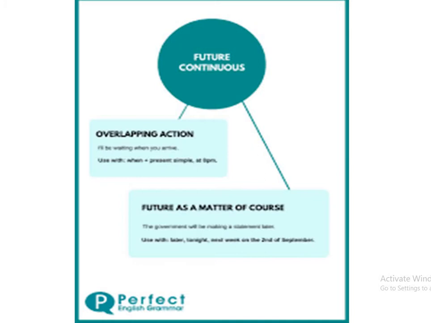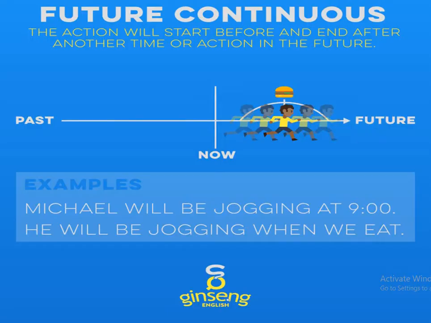The next instance is future as a matter of course. For example, some incident which will be happening in future will come under future continuous tense. And in this picture, it is clearly visible that the action which will start before and end after another time or action in the future, something which is going to start and it will finish before a certain instant. For example, Michael will be jogging at 9, or he will be jogging when we eat, right?